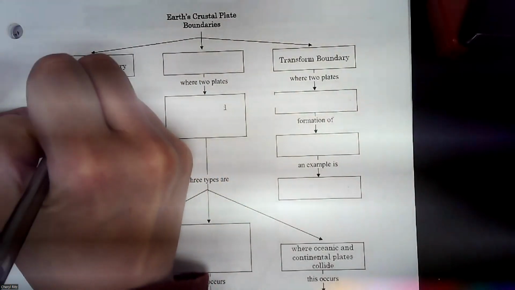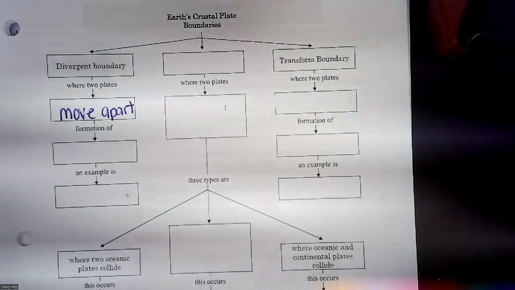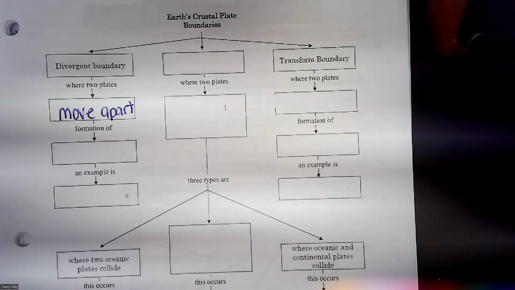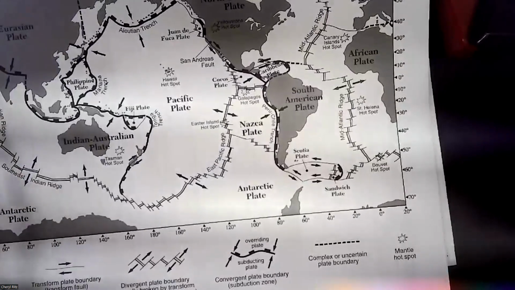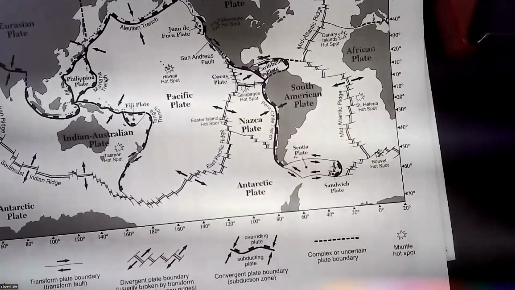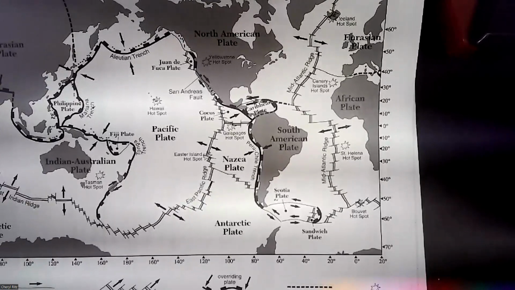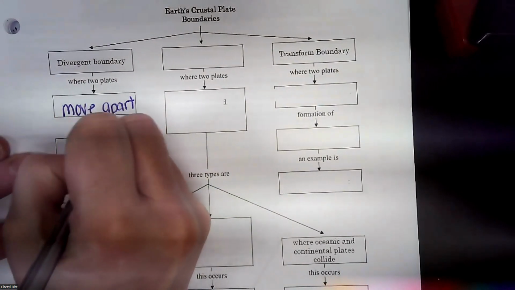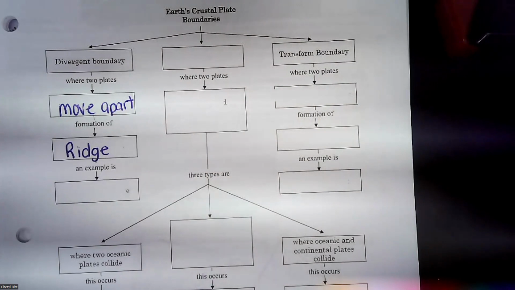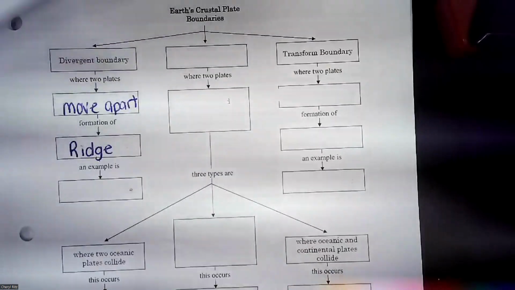Move apart, yes. At every divergent plate boundary we've ever looked at, so divergent boundary, divergent boundary, more over here, what is formed at every divergent plate boundary? That is a ridge. And give me an example. You could have either told me the name of a ridge or two plates that are diverging. I'm going to go with just picking any ridge. I'm going to go with the Mid-Atlantic Ridge.